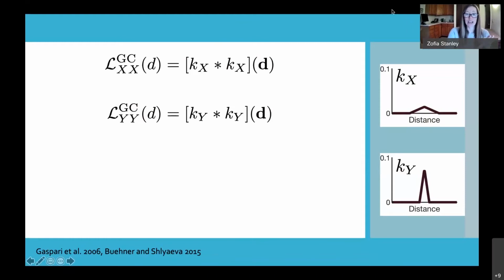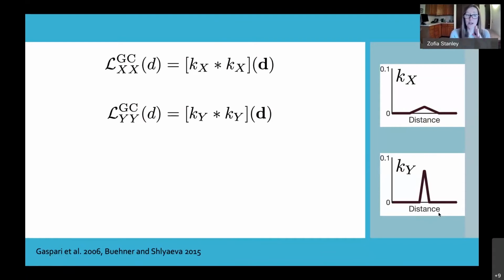So LXX is the convolution of KX with KX, and you can see this kernel KX over here. Again, it's just a tent function. And LYY is the convolution of KY with KY. Again, it's just a tent function. The only difference between these 2 kernels is the width.